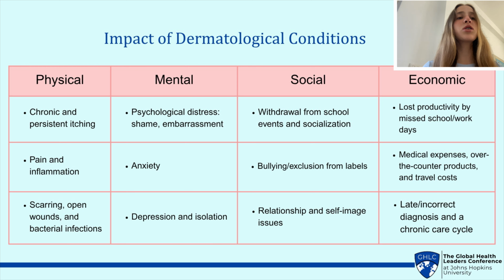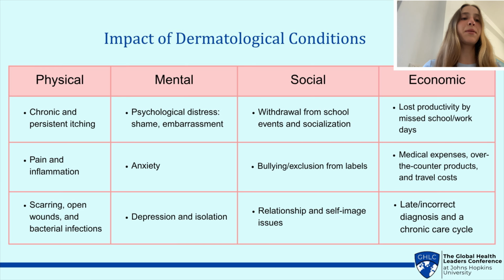Physically, skin conditions cause chronic and persistent itching, leading to pain and inflammation and later scarring, open wounds, and a potential for bacterial infections. Mentally, they induce psychological distress in forms of depression, anxiety, and isolation. Socially, these individuals withdraw themselves from going out to avoid bullying that arises from people labeling them as different. This causes relationship and self-image issues.